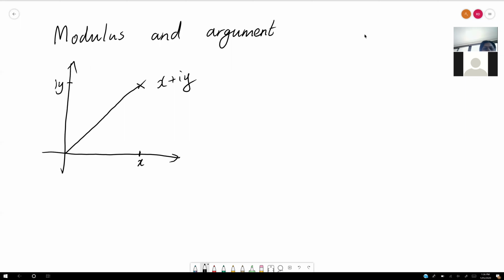Now the distance, let's call it r, and the angle that this line makes with the x-axis, let's call that theta. Okay, so now this distance from the origin to the complex number is what we call the modulus. So modulus, it's the distance from the origin to the complex number.